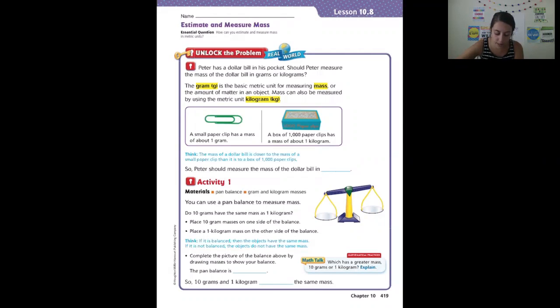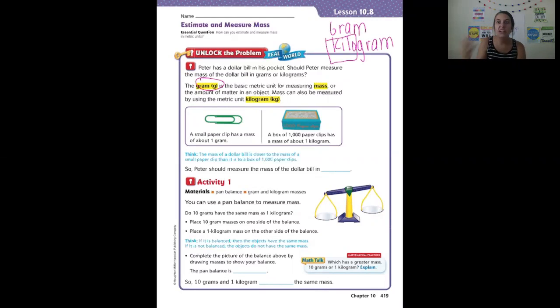So the gram is the basic metric unit for measuring mass. So a gram is how we measure mass, or the amount of matter in an object. So mass is the amount of matter, so it's weight. Mass can also be measured by using the metric unit kilogram. So we have gram and we have kilogram. Now, I don't know if you know this, but the word kilo means 1,000.